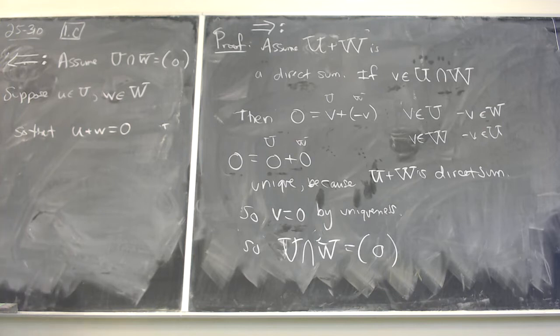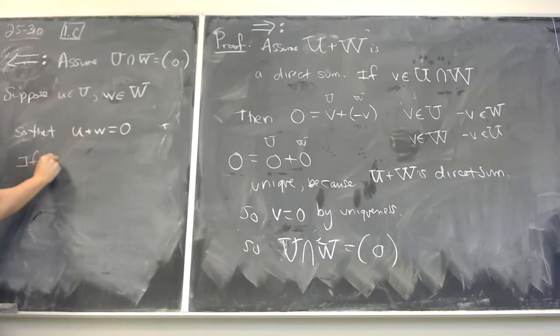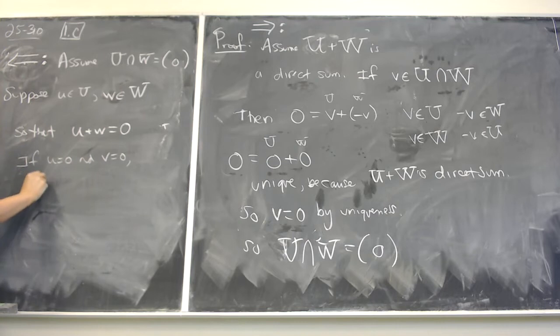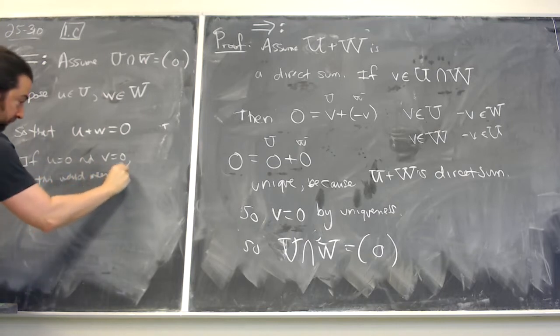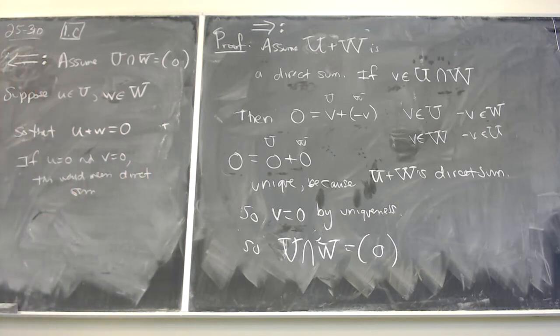Okay, if we could show that these were both equal to 0, then we would be living in direct sum land. If U was equal to 0 and V was equal to 0, this would mean that we're looking at a direct sum. 0 has a unique representation, would mean that the thing we started with was a direct sum. So how can we show that?